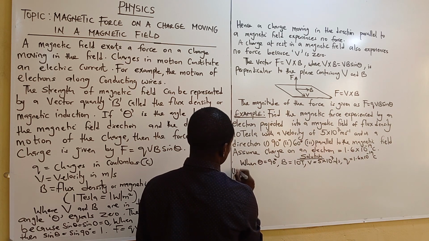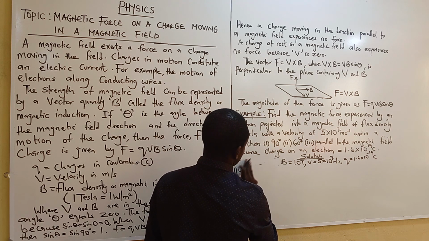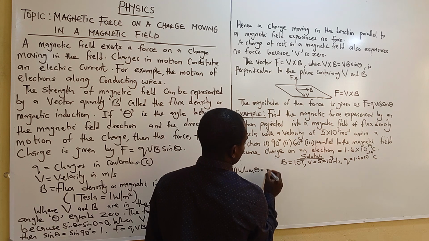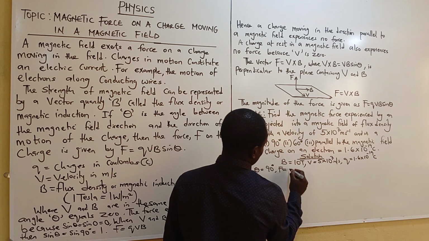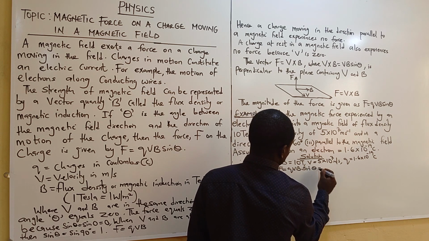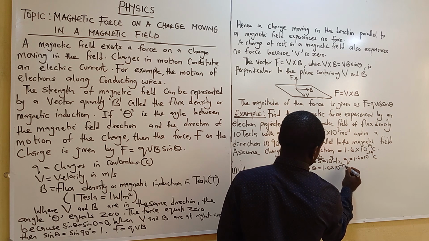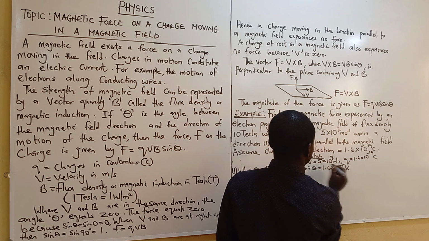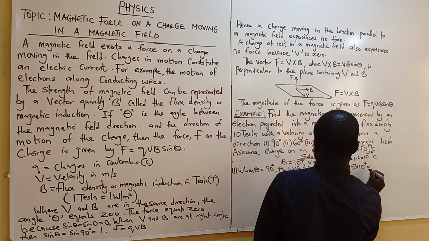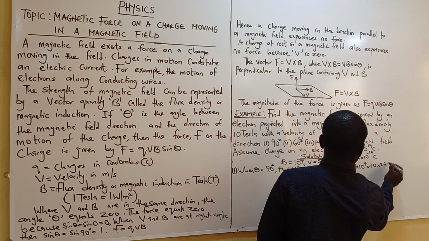Okay, let's now solve the first one. Let's use the general parameters. When theta equals 90 degrees, F equals QVB sine theta, which is Q, 1.6 times 10 raised to power minus 19, times V, 5 times 10 raised to power 7, times B, 10, times sine 90 degrees.